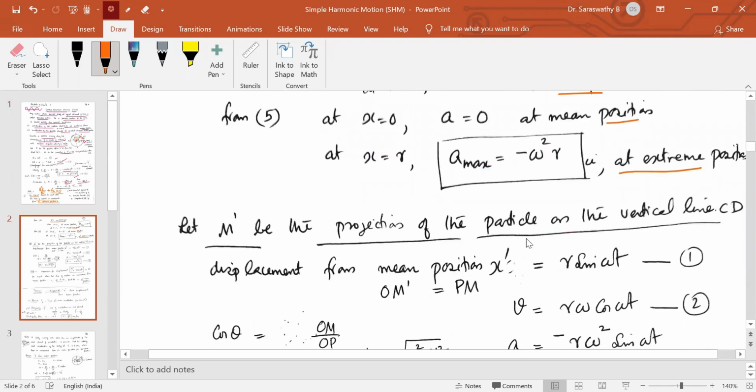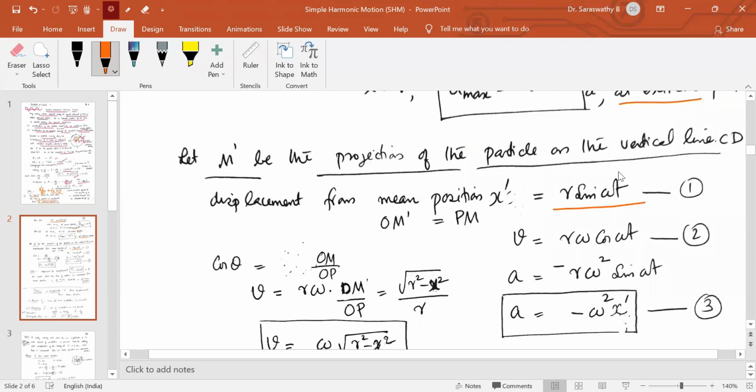So if m dash is the projection of the particle on the vertical line CD, displacement from mean position x dash is equal to r sine theta or r sine omega t. So then velocity v is equal to dx by dt, r omega cos omega t, and acceleration is equal to r omega square sine omega t.